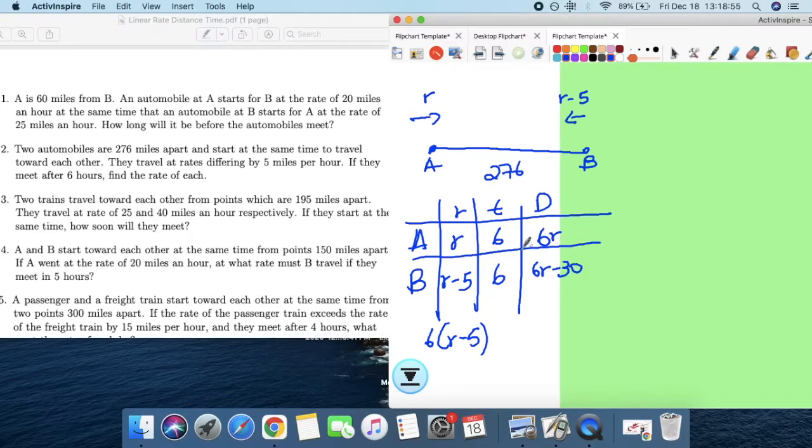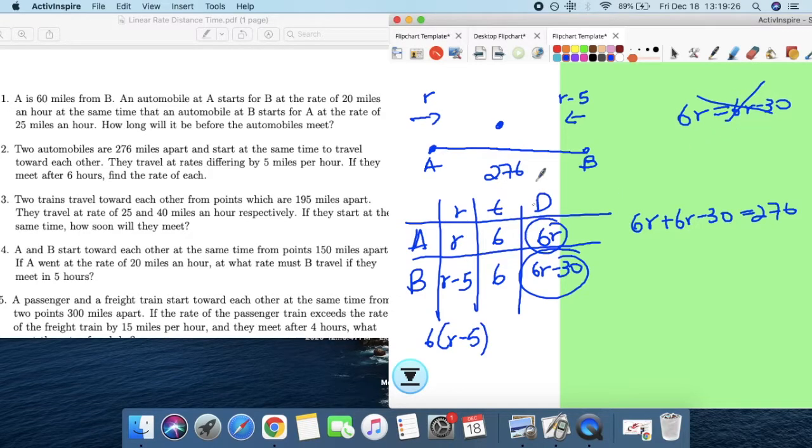So what do I know about the distance traveled by car A and the distance traveled by car B? I know that if I add them up, because they meet somewhere, the total distance that they covered combined equals 276. So I'm going to say that the sum of their distances equals 276. You're going to have 2 options basically a lot of times. Either the sum equals a certain distance if that's given to you, or their distances are going to equal each other, which is not the case right now.